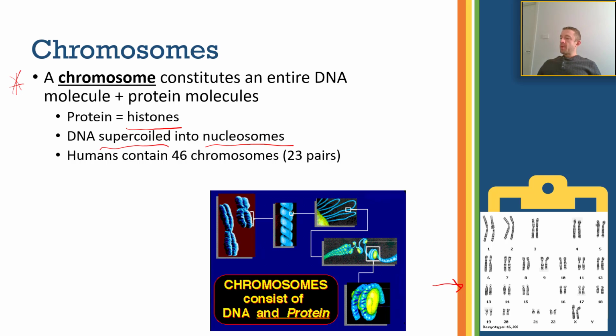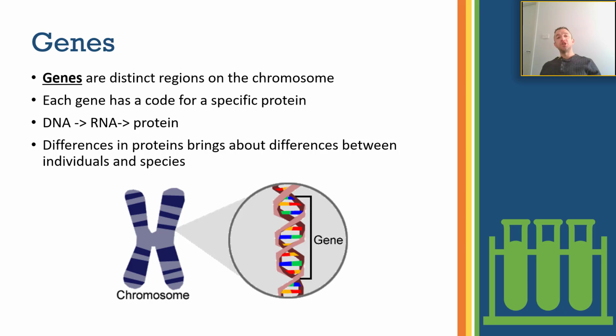So remember that our chromosome is the entire DNA molecule, and a gene is only a portion of the DNA molecule. So a chromosome is the entire DNA molecule, and it's got some proteins on there as well. Genes are distinct regions on the chromosome, so it's only a region on the chromosome. And each gene has a code for a specific protein.